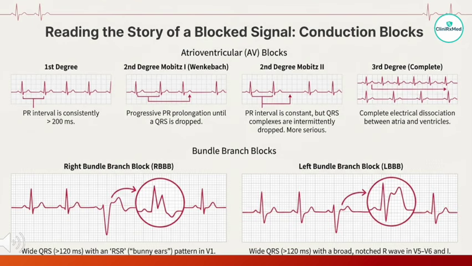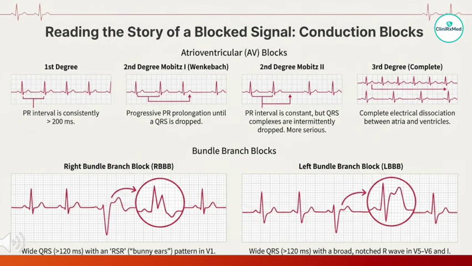Second degree block type 1, called Wenckebach. The bridge is weakening. The PR interval gets longer and longer with each beat until one signal is dropped entirely. Longer, longer, longer, drop. Second degree block type 2, called Mobitz 2. The bridge is broken in spots. The PR intervals are constant, but out of nowhere a QRS complex is missing. This is much more dangerous and often requires a pacemaker.